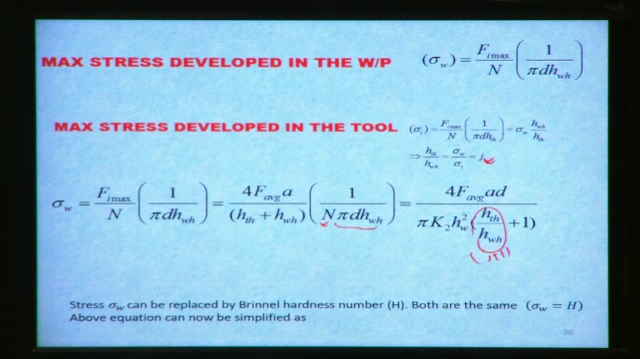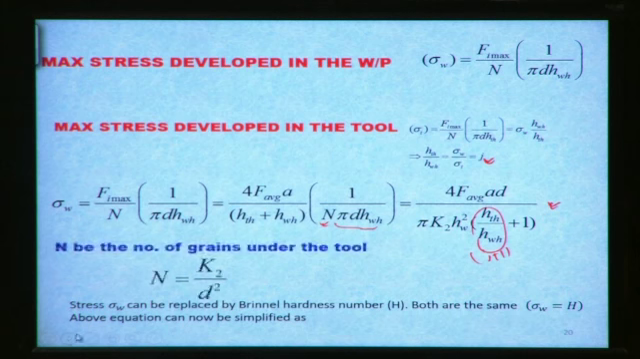Okay. So K2 is the constant of proportionality, it has come because of N equal to K2 by D square. After simplification we will get this sigma W here. Stress sigma W can be replaced by the Brinell hardness number H. So both are the same, sigma W equal to H here. Now this above equation can be simplified. N we have considered as the number of impacts. It is inversely proportional to d square of this abrasive particle, which is the cross section area of the abrasive particle.